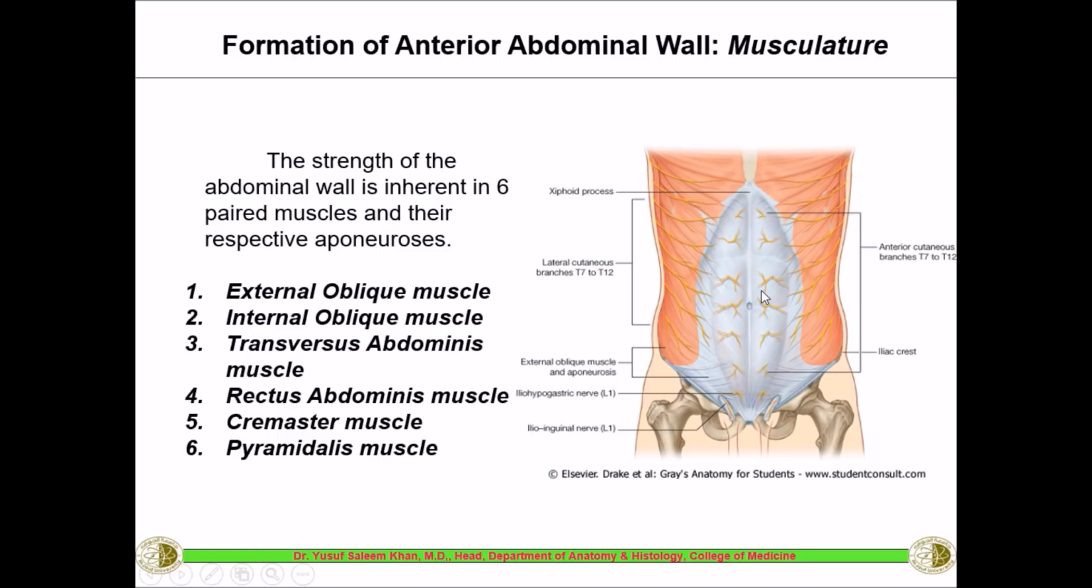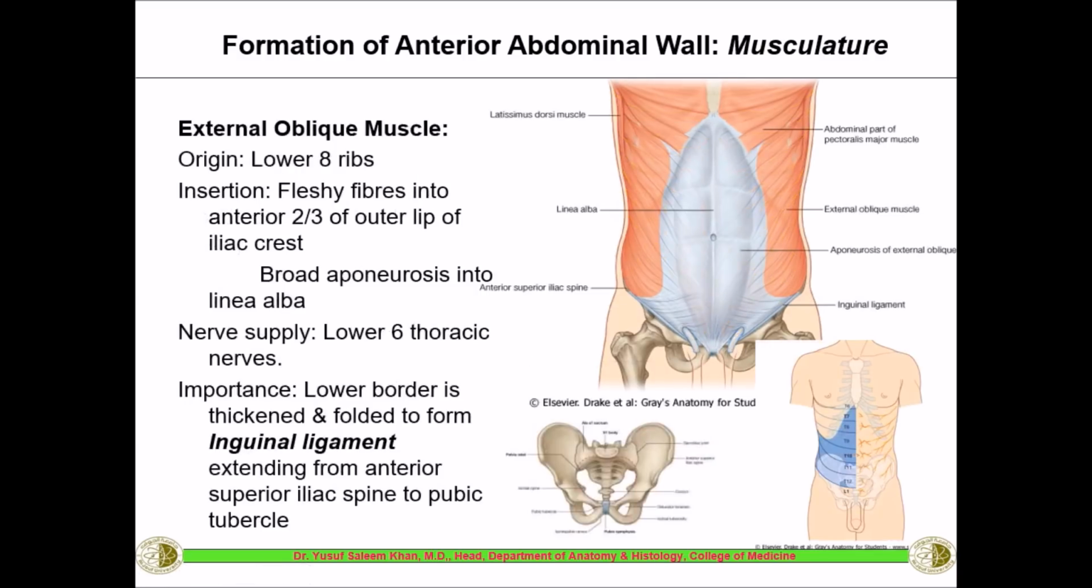Then there are 2 smaller muscles. One is called the cremasteric muscle or cremaster muscle, which is present only in the case of males. And then there is a small pyramid-shaped muscle which is called the pyramidalis. To begin with, the first one is the external oblique, which you can see here. So this is the external oblique muscle.